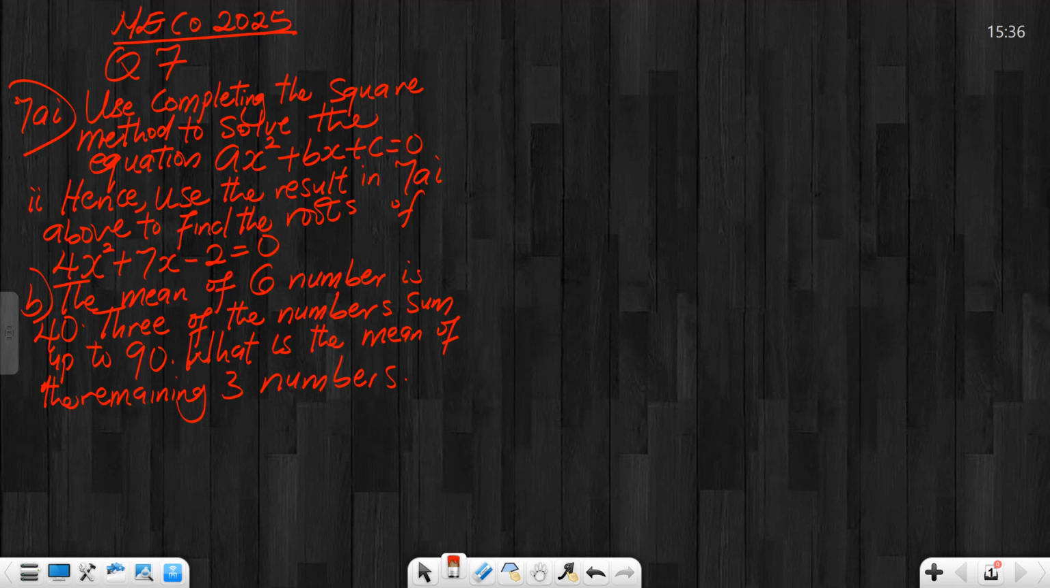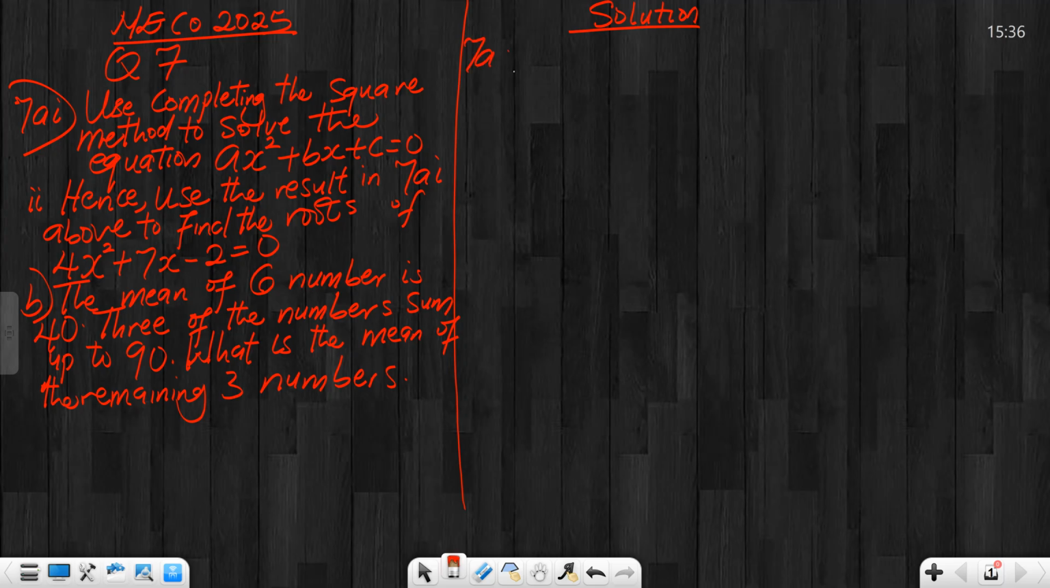Good evening, class. Today we're looking at question 7 of NECO 2025. The first question says, use the completing the square method to solve the equation ax squared plus bx plus c equals 0. So let's use the completing the square method to solve this.